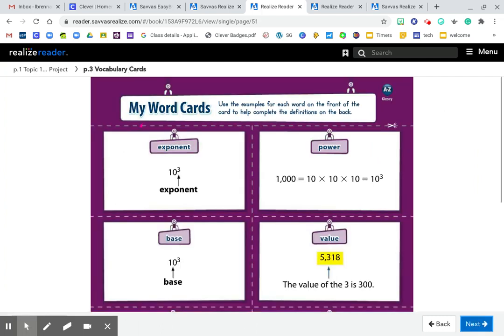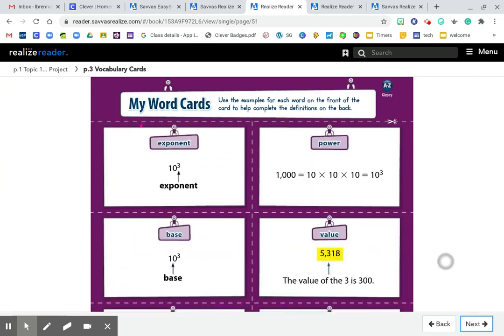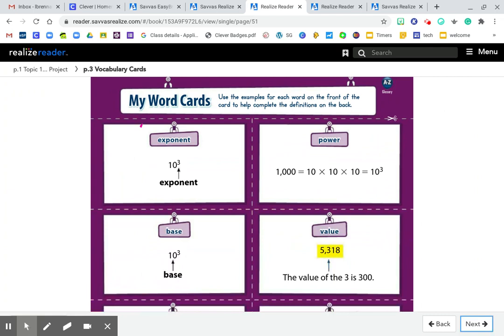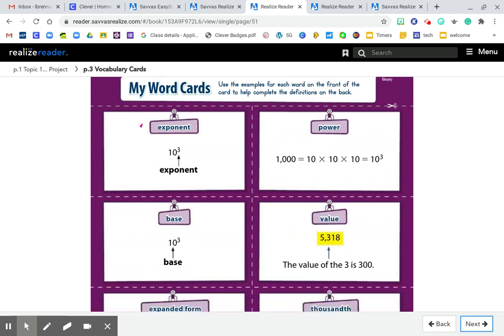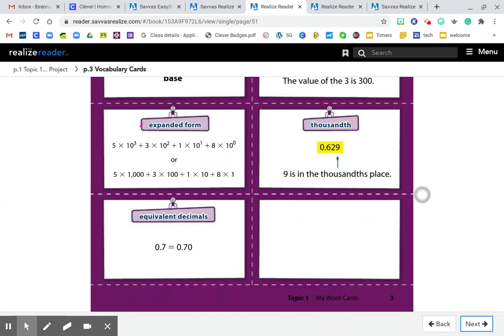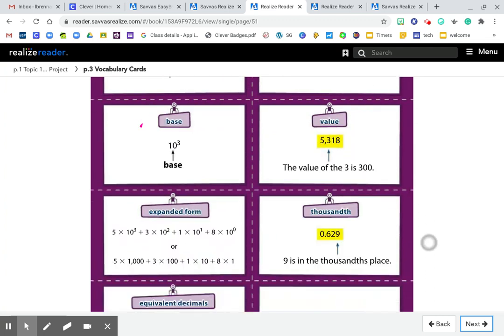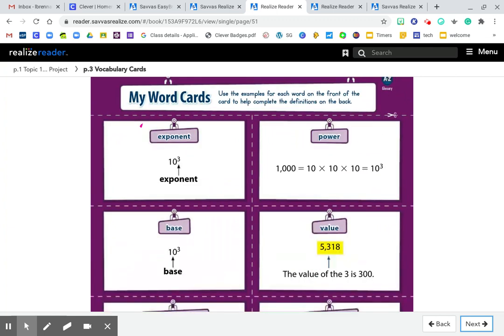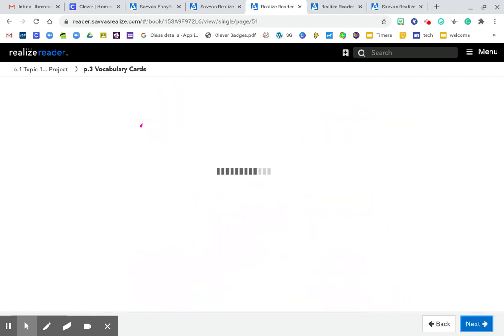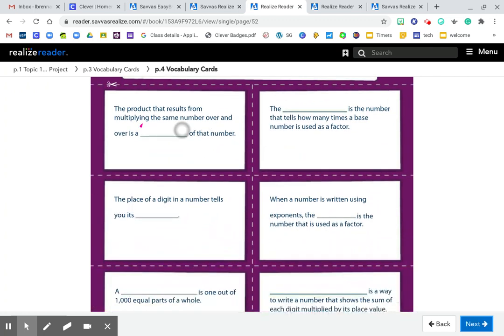And the other thing at the beginning of the topic are the word cards. So you can cut these up and fold them over, and you can make your vocabulary. You just cut them up and they have the definitions on the other side. So the exponent is defined as the product that results from multiplying the same number over and over.